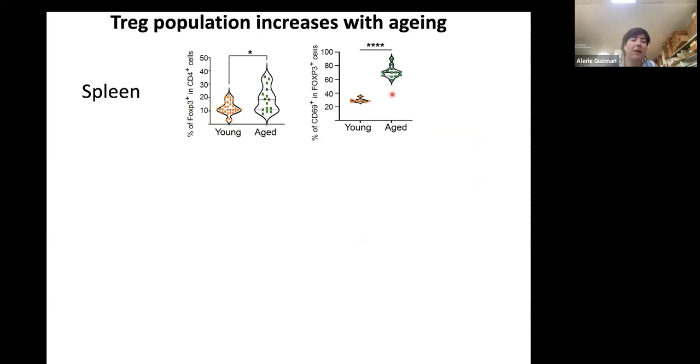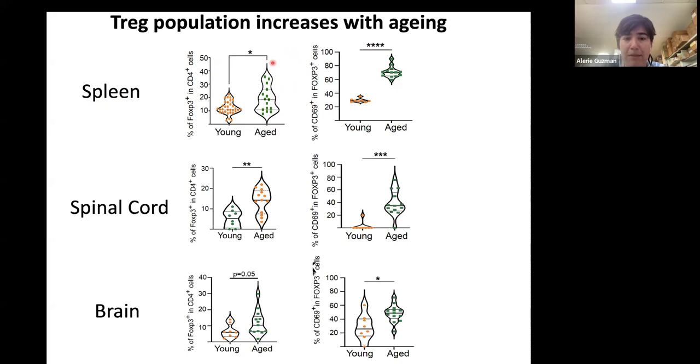It is now well described in the literature that it's actually the contrary. When we look at the immune organs like the spleen or lymph nodes, we do have more regulatory T cells as we age. So we first wondered whether this was also the case in the CNS. Maybe the CNS is slightly different and we don't have more Tregs, but the same thing happens in the spinal cord and the brain. We get more regulatory T cells in the CNS, and we also get more tissue resident regulatory T cells as we age. So this was a bit puzzling, and we were questioning this.